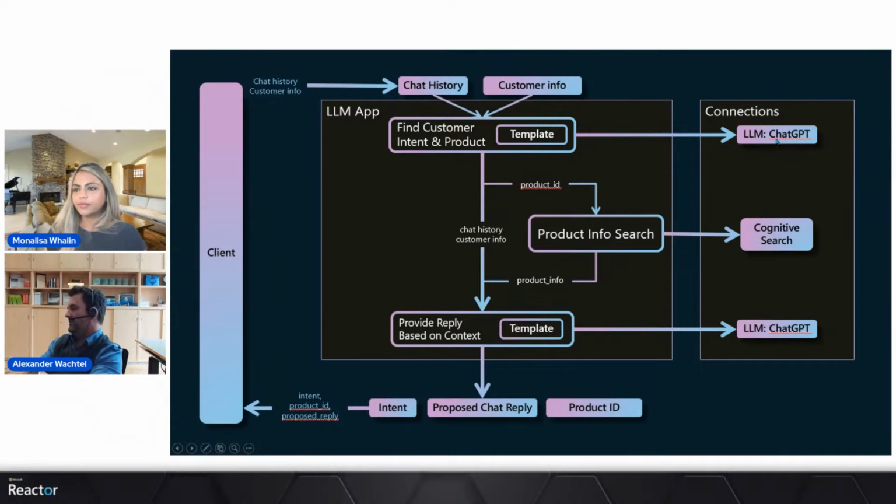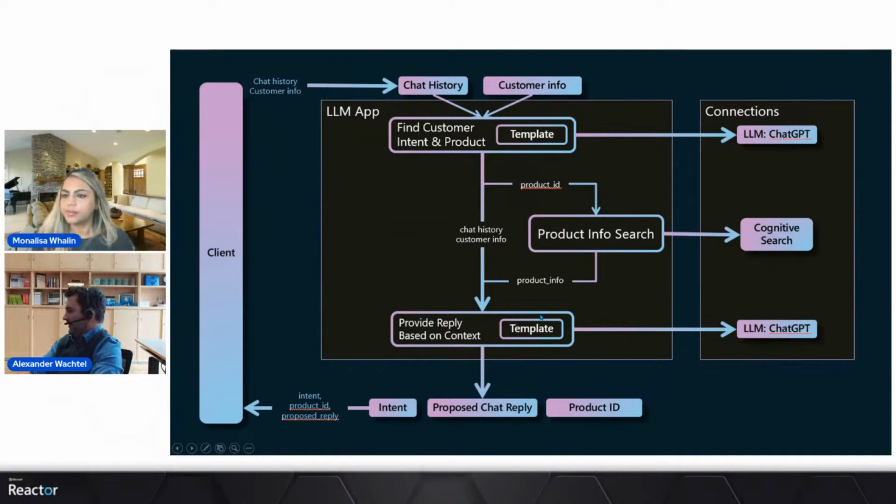Okay, I think this is about the product, and then we get our product ID back. We are going to search for product info, and then we provide this information for cognitive search. So we are already not using ChatGPT just for generation of some speech, but also for providing text-based information to the user in the chat. So we go to the templates, provide these to the cognitive search, and then start to provide, of course, some reply to our users based also on the context we have seen.